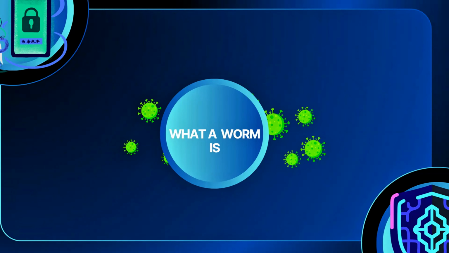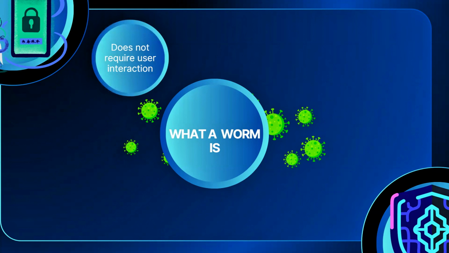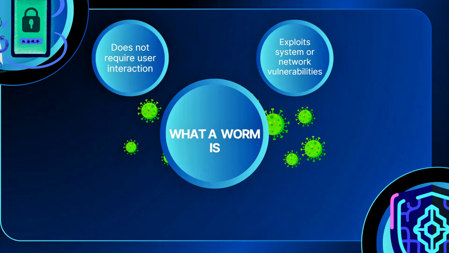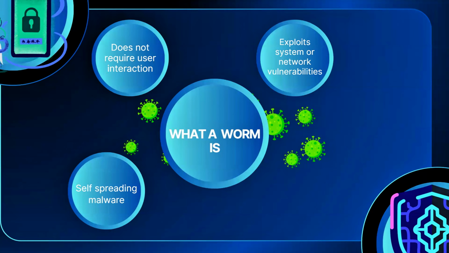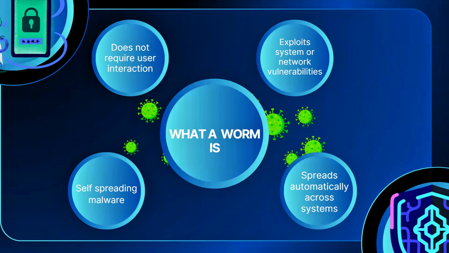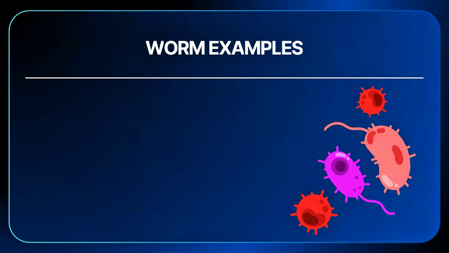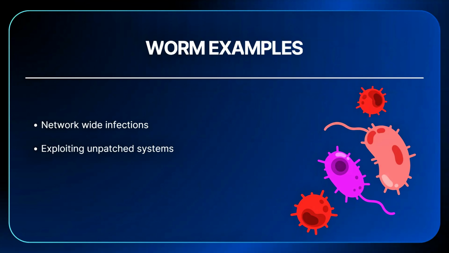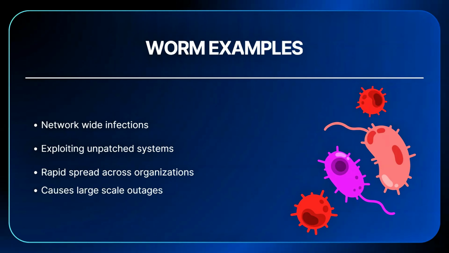Let's consider a worm. So the basic thing you need to know about worms is that they spread without needing human help. A worm is self-spreading malware and does not require human interaction. It exploits system or network vulnerabilities and it spreads automatically across systems. Now, what are worm examples? Worms often cause fast and wide infections. It could be infections that spread across entire networks, or exploiting unpatched or outdated systems, or maybe rapid spread within organizations, and it does not exclude outages affecting many systems at once.